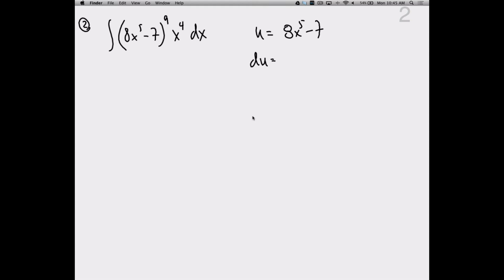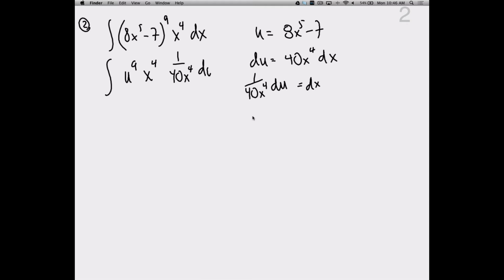Du is equal to 40x to the 4th dx. This time I'll remember to solve for dx. And you can kind of get an idea that we chose well. I almost quoted Indiana Jones there. He chose poorly. When we do the substitution, u to the 9th, that's nice. X to the 4th, there's no sub for that. And then dx is equal to 1 over 40 x to the 4th du.